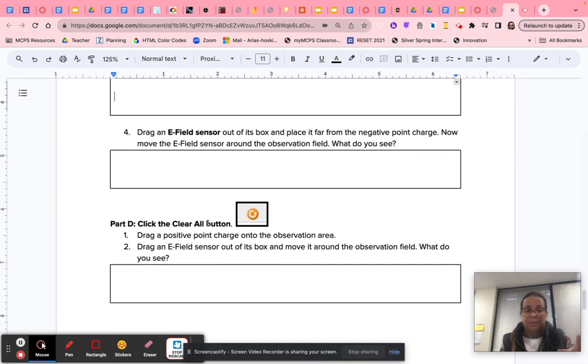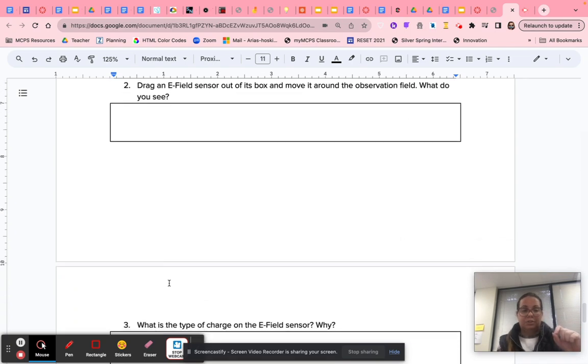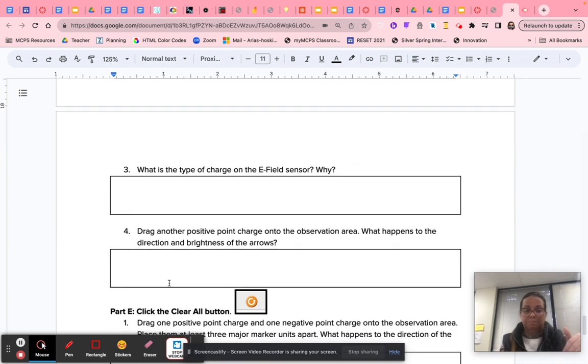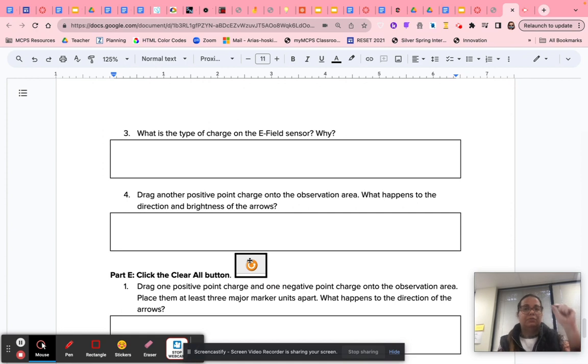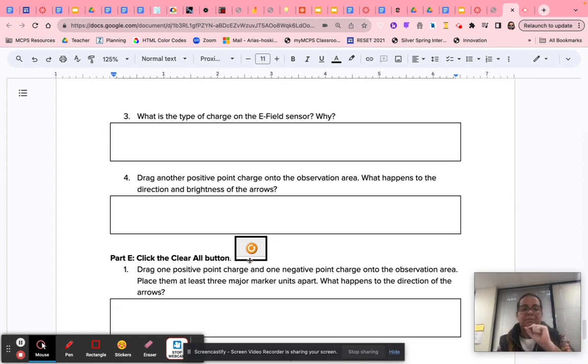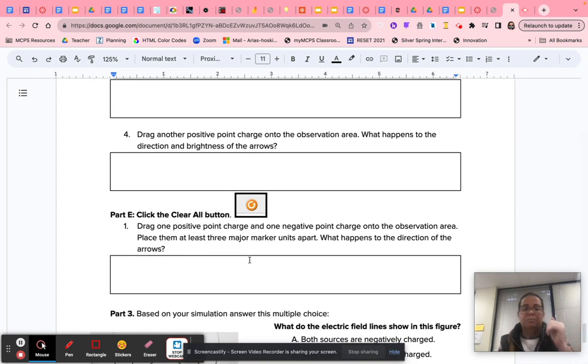Part D, it would be the same thing. You're going to reset the whole thing. You're going to drag the positive point charge, drag one of the E-field sensors, and just write your observations. It's all about repetition, guys. Part E, the same thing. Just erase, reset the whole thing, drag one positive charge, and drag one of the negative charges.